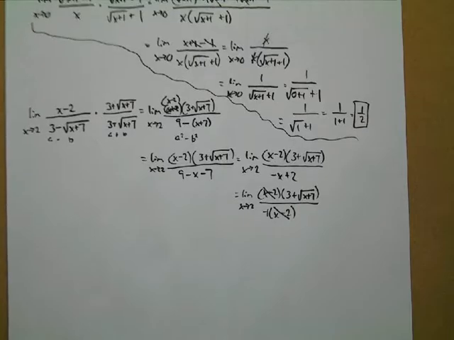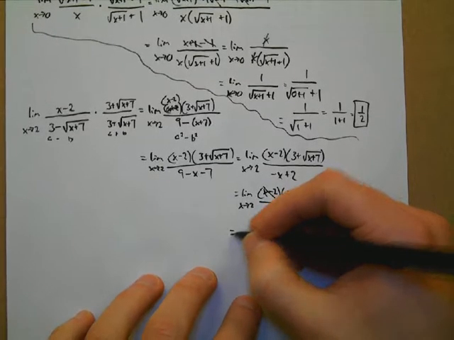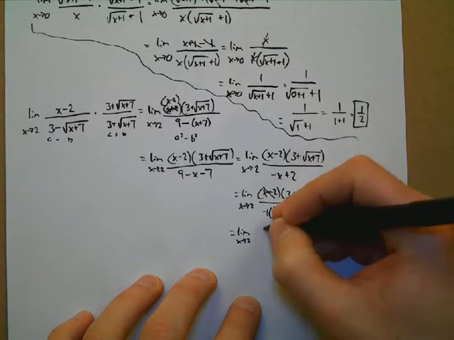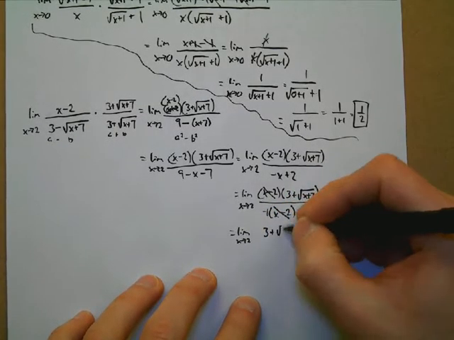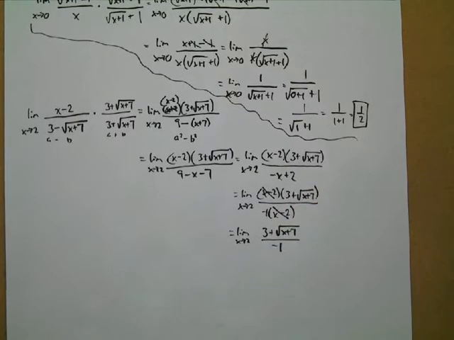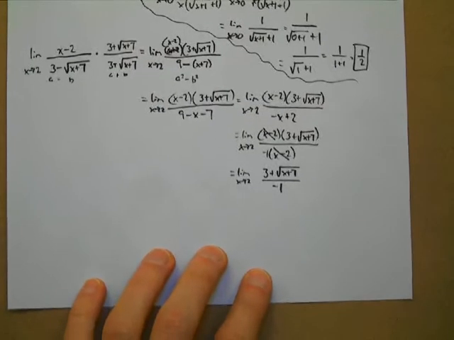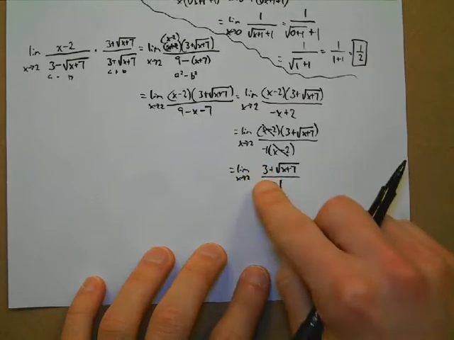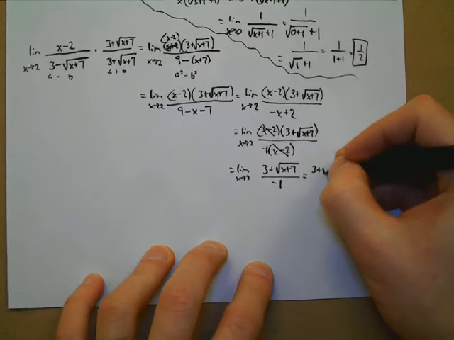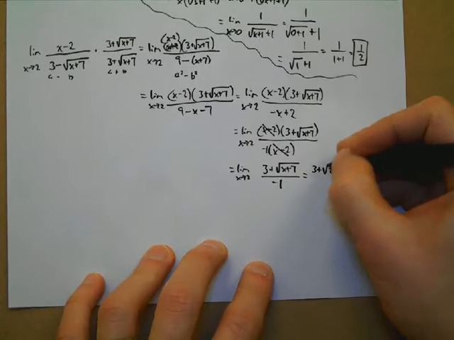Okay, so we have the limit as x approaches 2 of 3 plus the square root of x plus 7 all over negative 1. And now we can finally try that direct substitution we've been waiting to do. And we get 3 plus the square root of 2 plus 7 over negative 1, which is 3 plus 3, which is negative 6.